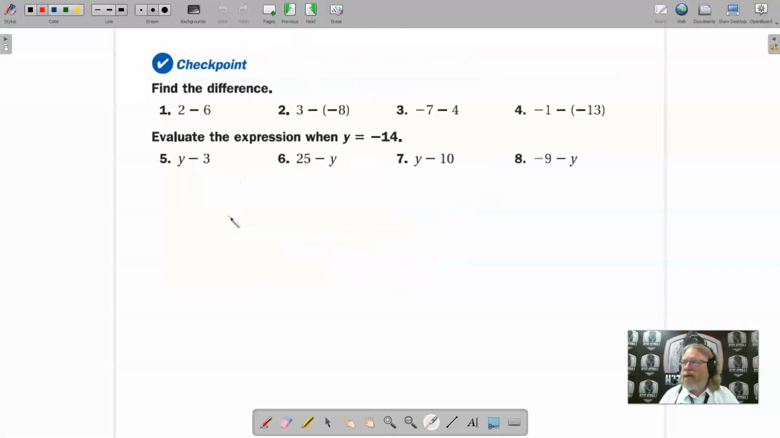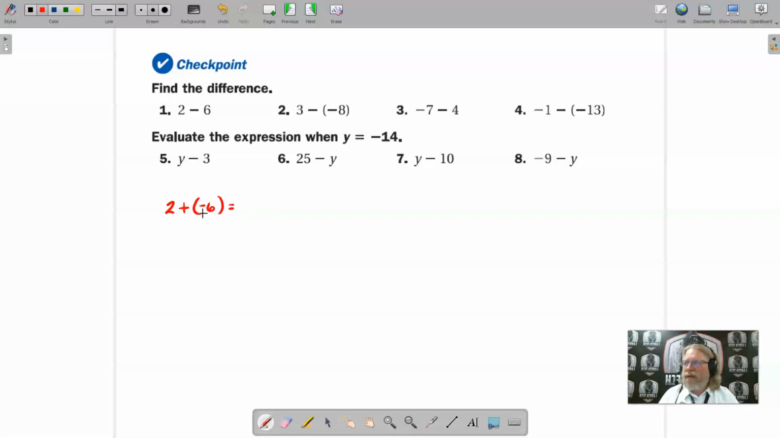I thought we were going to go to example 3 where we have the volcano story again. So we're going to find the difference. Let's go with 2 minus 6. We can call that 2. Change the sign to addition. The opposite of 6 is negative 6. And then 2 plus negative 6.